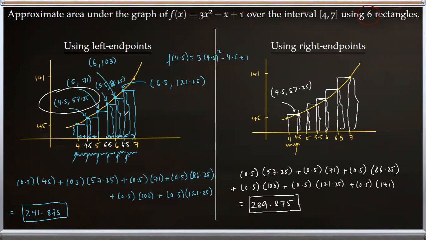Now looking at the rectangles and the graph, you see in the first case, we left out some areas, like these parts we left out in the first case. So the value we got will be an underestimate of the actual area under the curve. And in the second case, we picked up some extra areas like these ones. So those are not under the curve, but they are included in 289.875. So this will be an overestimate.